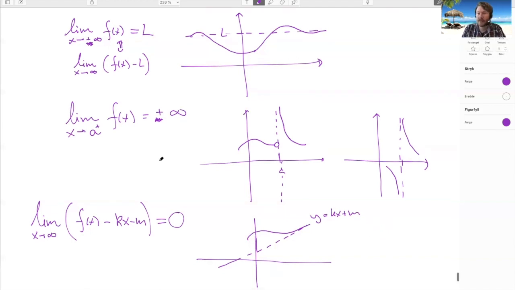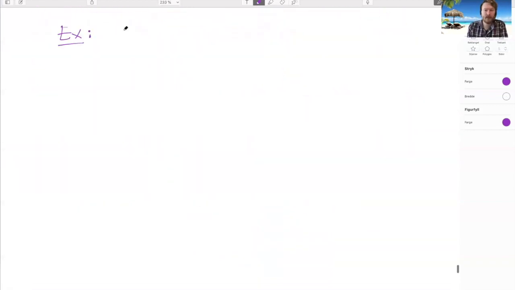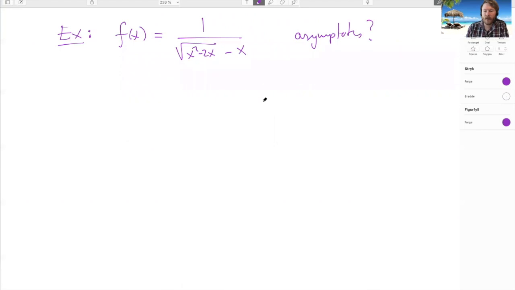So let's now look at an example of finding asymptotes. And the function we look at is f of x equal to 1 divided by the square root of x squared minus 2x, minus x, like this. Asymptotes. Now, to find vertical asymptotes, we need to figure out, are there any finite points a such that when x tends toward a, this tends to infinity. Now, if the thing down here is defined and non-zero, then clearly we're not anywhere close to infinity. So we need to figure out when is this 0.